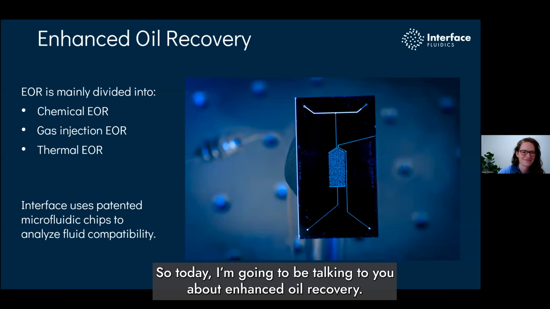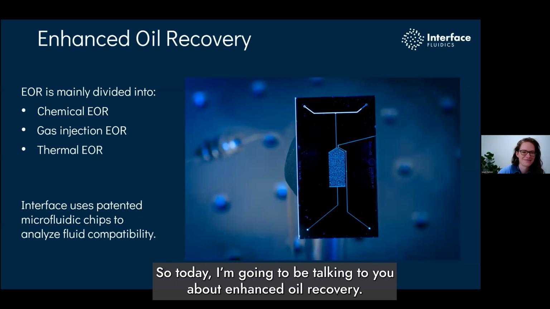Because of this, operators have attempted several different methods of enhanced oil recovery that offer options for improving recovery and accelerating oil production. Enhanced oil recovery can typically be divided into three main categories: chemical, thermal, and gas injection methods. In this webinar, we will explore each of these and provide you with examples of how our technology contributes to operators in this space.